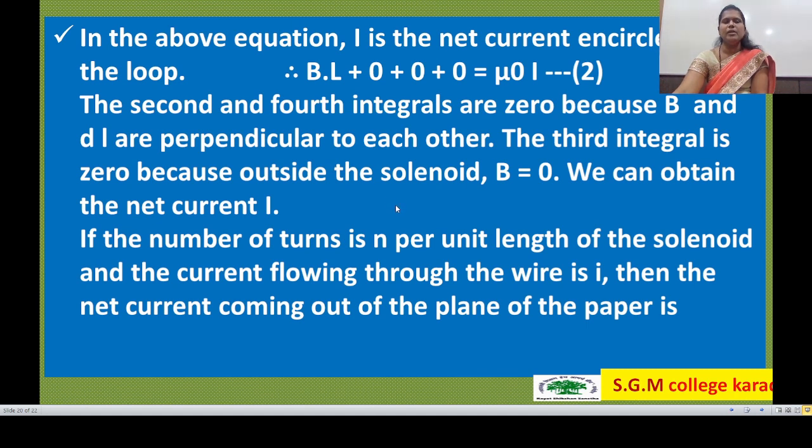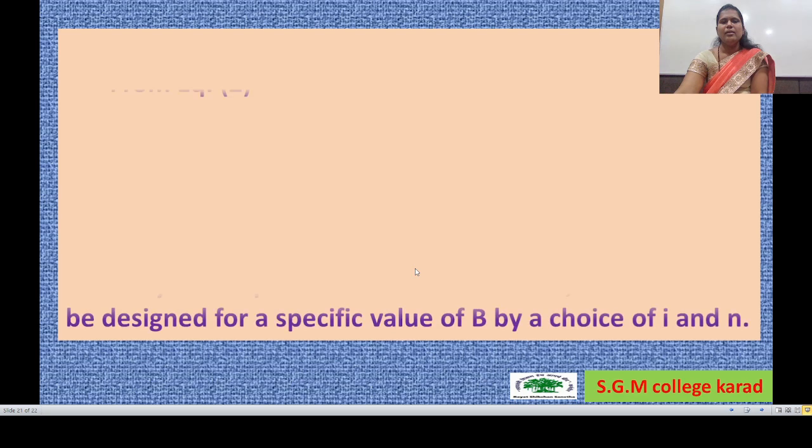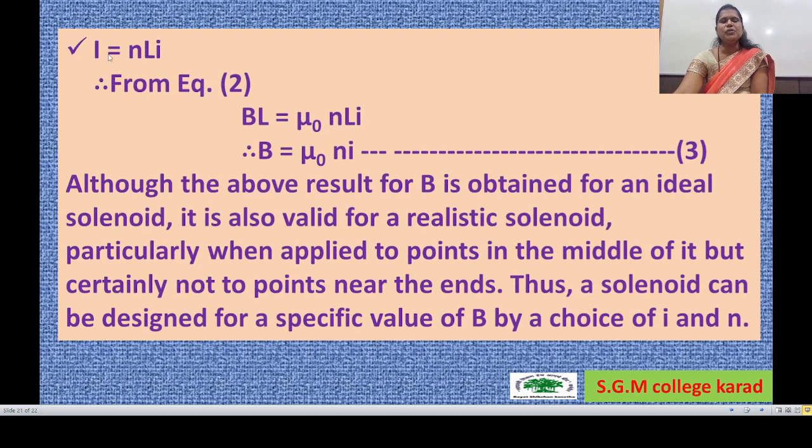Let n be the number of turns per unit length of the solenoid, and I the current flowing through the wire. Then the net current enclosed is I enclosed equals n L I. From the equation B L equals mu 0 times I enclosed, substituting the value gives B L equals mu 0 n L I. The L cancels, so we get the final equation B equals mu 0 n I.